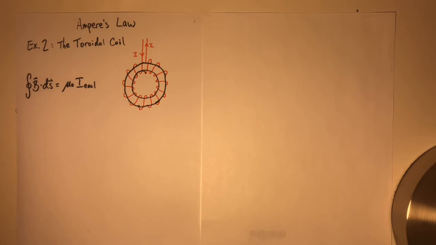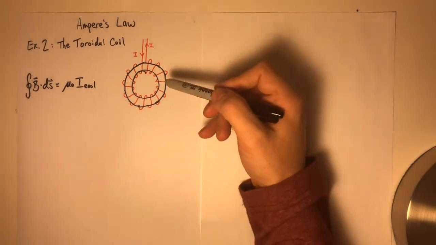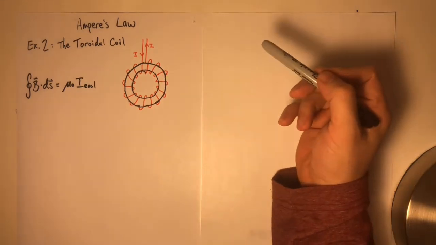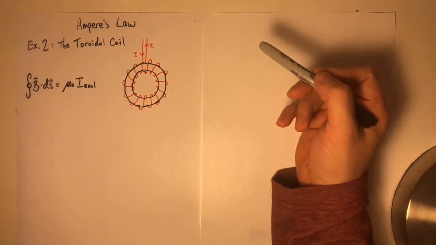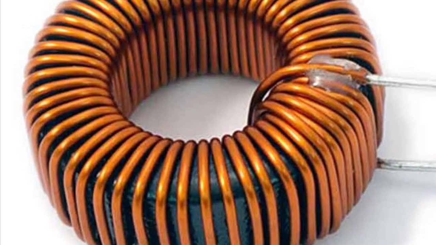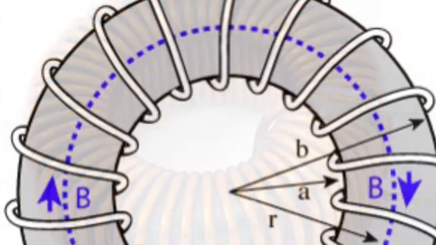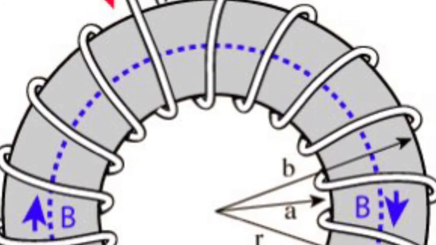The second major example for Ampere's law is what's called the toroid or toroidal coil. It's called that because it's wrapped around a torus or donut-shaped object. If you don't like the picture that I've drawn here, I've got some other ones. This is a picture of a toroid from the web. And this is an example from hyperphysics.